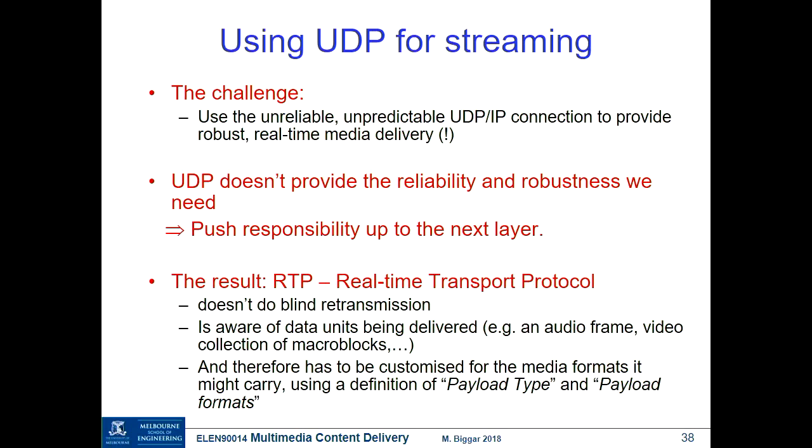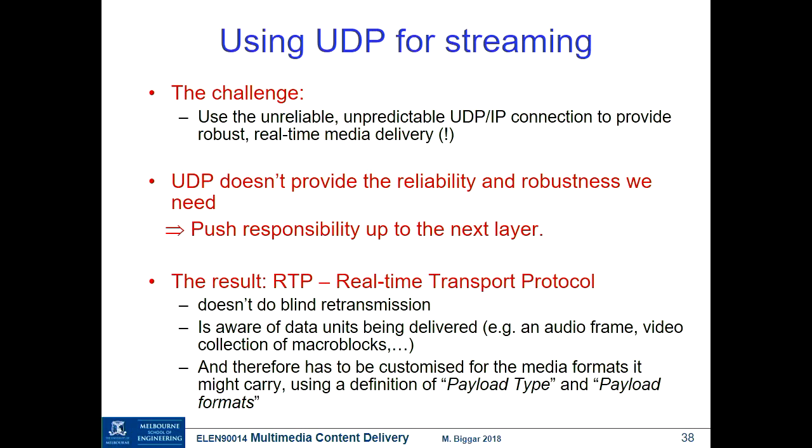And what does it do on top of what UDP offers? Well, it doesn't do blind retransmission. So blind retransmission, meaning that when TCP retransmits something, it just retransmits anything that's missing. RTP has the potential to make some informed decisions. Is the retransmission still useful? And so I'm not going to retransmit something that can't be used.